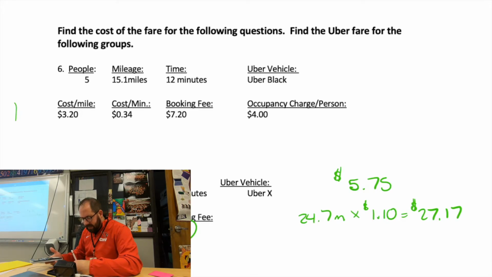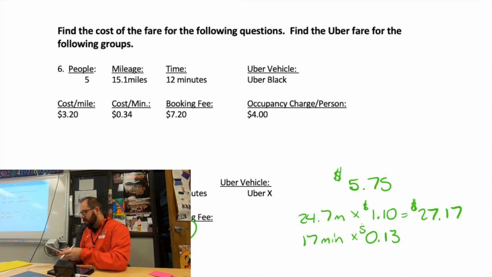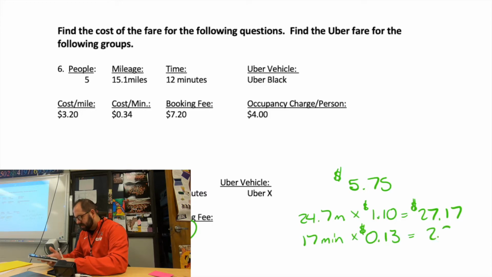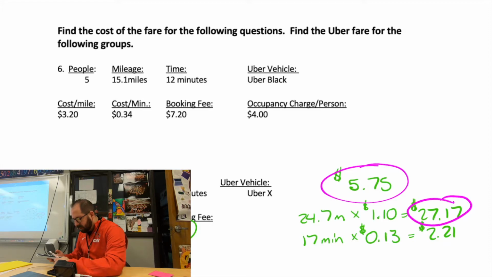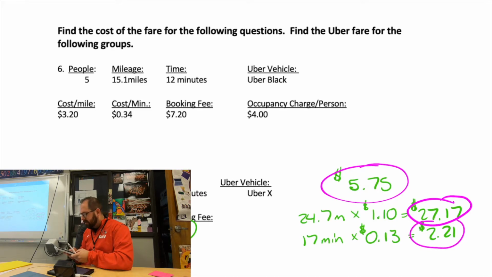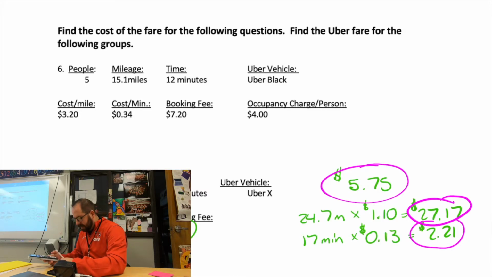And then 17 minutes. So now for the minutes, we're going to take the 17 minutes that we're in the actual Uber, and we're taking that times 13 cents. So 0.13 times the 17, and that's $2.21. And so I'll add these up. So your total on this Uber is adding up your booking fee, the fee per mile, and the fee per minute. So I'm adding the 27.17 plus the 2.21 and the 5.75. So our Uber today is going to cost us, in the very end, $35.13.